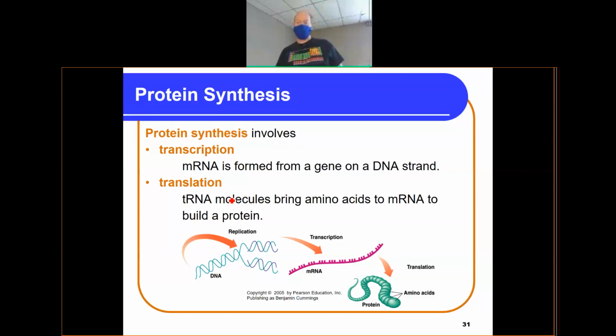All right, you have your transcription. That's when your messenger RNA is formed from a DNA strand. Then your transfer RNA molecule in translation is going to bring in the correct amino acid from the codon on your messenger RNA. The transfer RNA has the anticodon to match the codon in your messenger RNA. You're going to have a codon chart, which is based on your messenger RNA, and that will tell you which amino acid that transfer RNA is going to bring in.